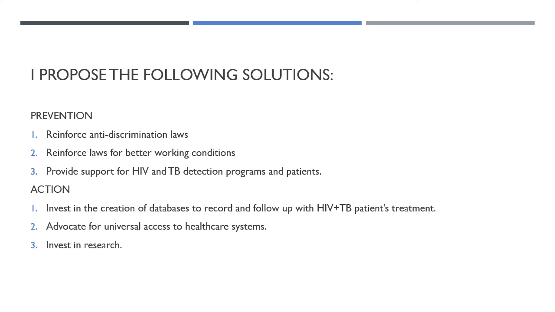So to wrap it up, after showing you all this data with the facts that I said before, I propose the following solutions. So usually what I did was put this into two categories: prevention and action. So in prevention, I said reinforce anti-discrimination laws. I think that doing this will help stop the poverty cycle, so that people can actually get jobs if they're HIV positive, and maintain them if that is possible.